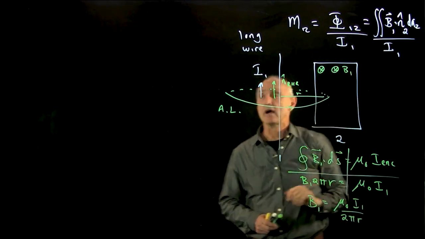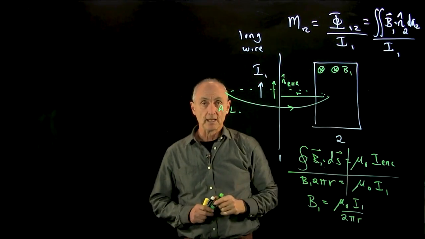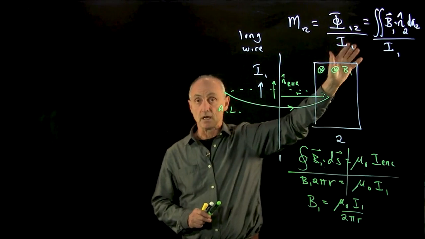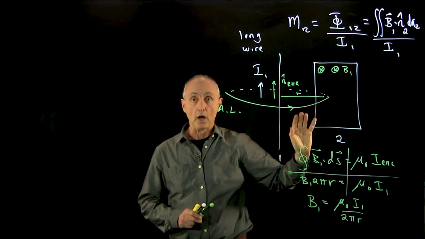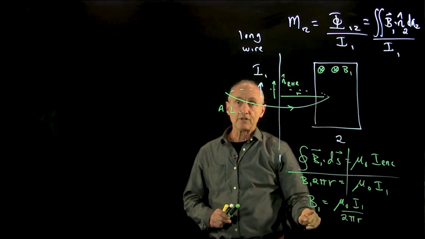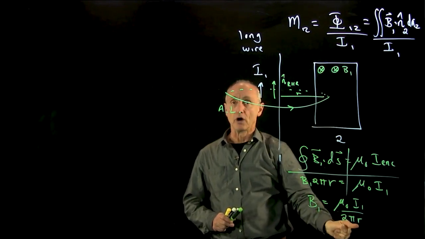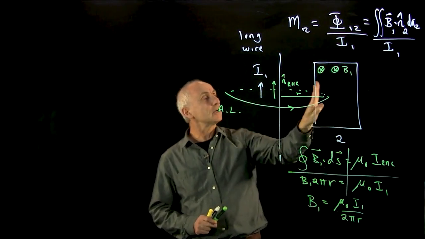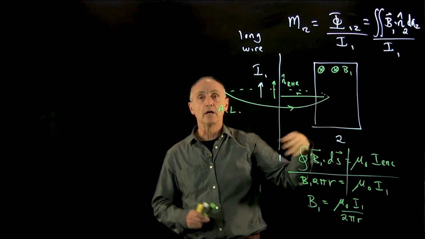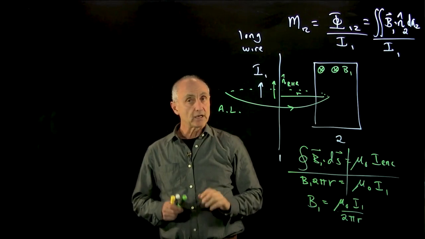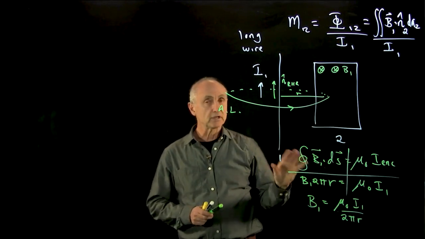And now I want to calculate this integral. Now again, it's not just B times the area. Why? Because the magnetic field is not uniform. It's falling off like 1 over r. So in order to calculate the flux through this area, I'm going to have to set up an area integral. Now I can do this area integral in the following way.